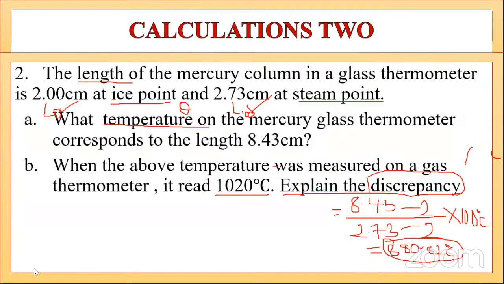Who can explain to us? We used the mercury glass thermometer. It gave us 880. Then when it was measured using a gas thermometer, the temperature was found to be 1,020 degrees Celsius. That's a very big gap. You can't take it for granted. Who can give us the reason behind?